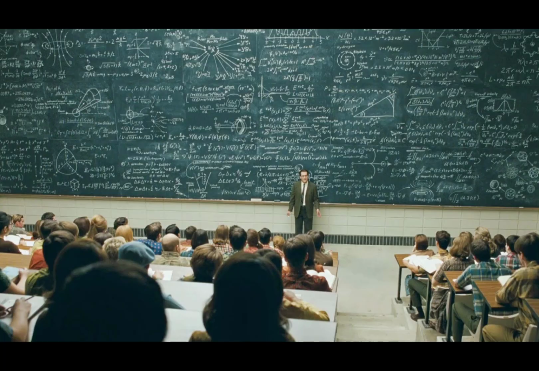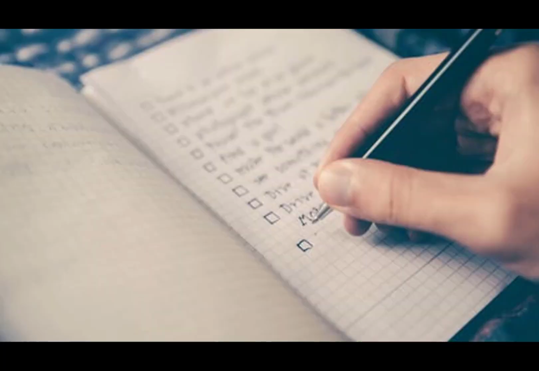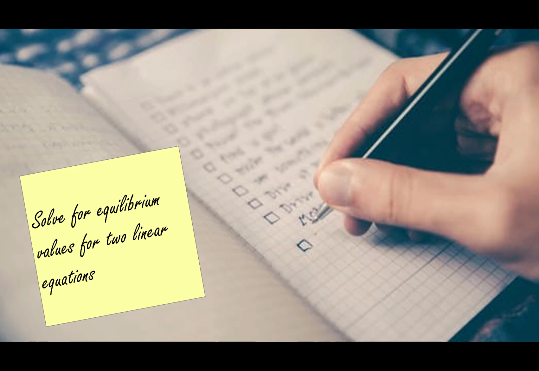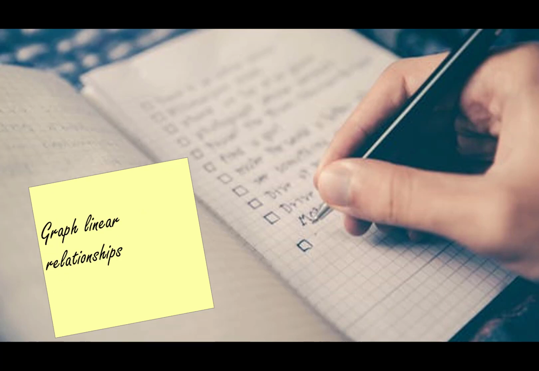Before we get caught up in all the math, let's highlight the to-do list for this topic and the takeaways of linear equations. So our to-do list, there were 3 things that we need to be able to do by the end of this topic. The first is to calculate the equation of a line from various types of information. The second is to solve for equilibrium values for 2 linear equations, for example, the equilibrium value of price and quantity from supply and demand curves. And the last is to graph these relationships.